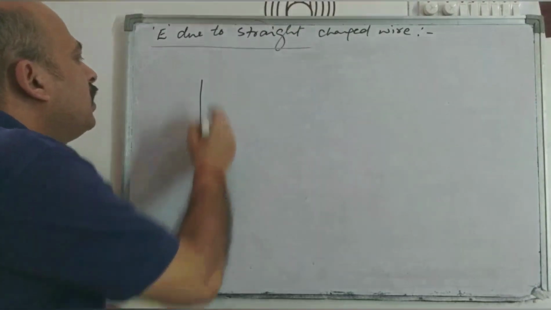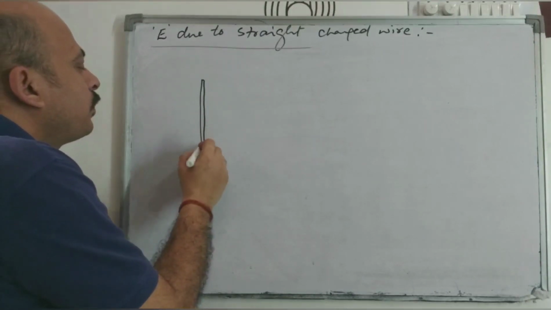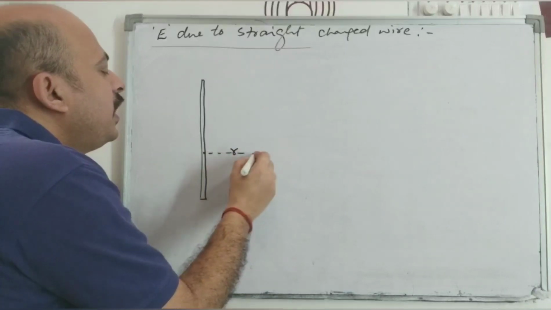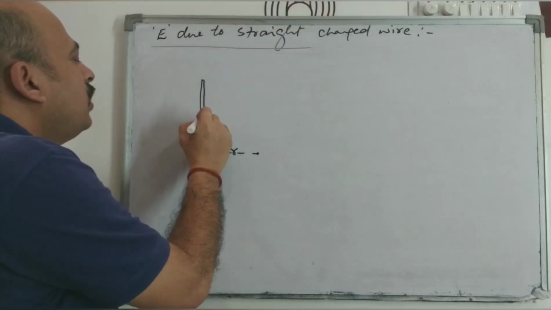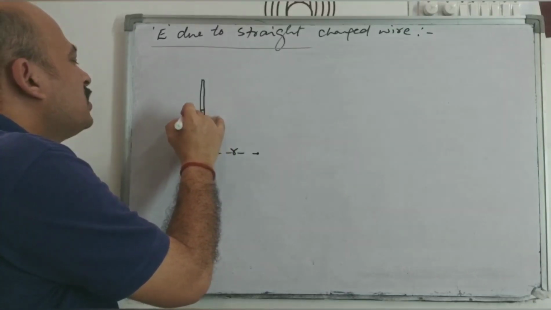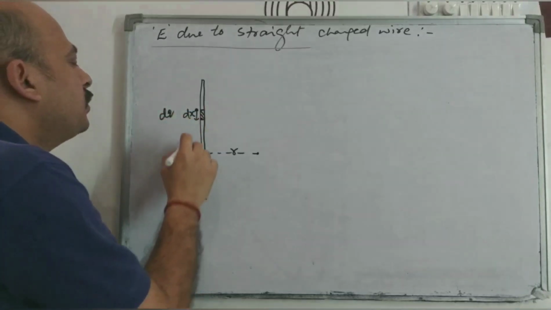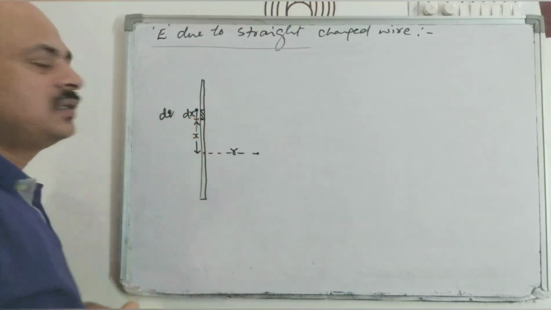Let's discuss. Now let us calculate the electric field due to a straight charged wire. Here we have a charged wire of finite length. Let us calculate the electric field from the wire at a distance r from it. Take a small element in it. Suppose that length is equal to dx and has charge dq. Distance from this point is equal to x.